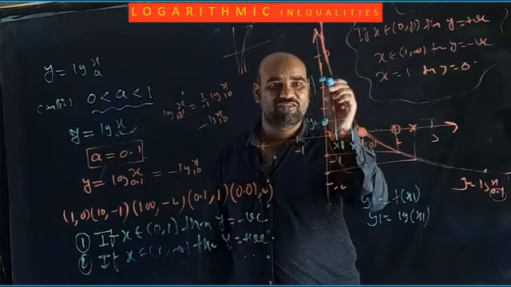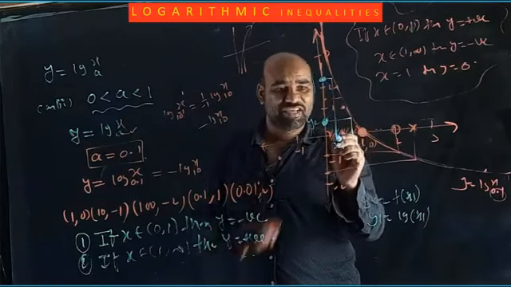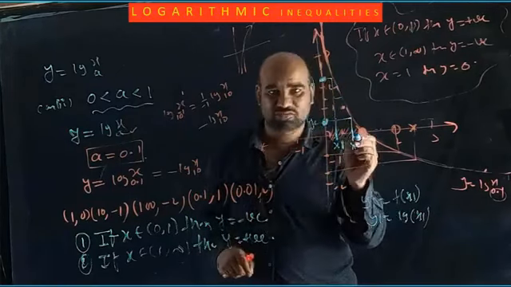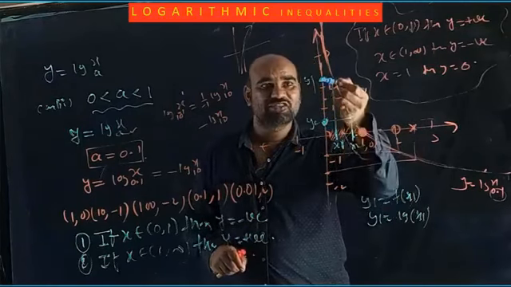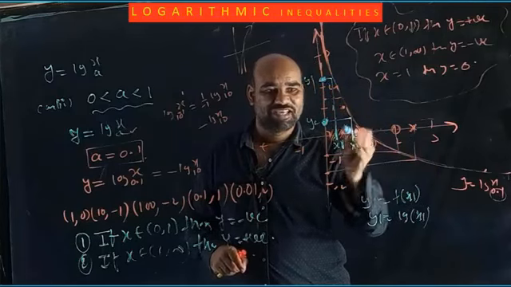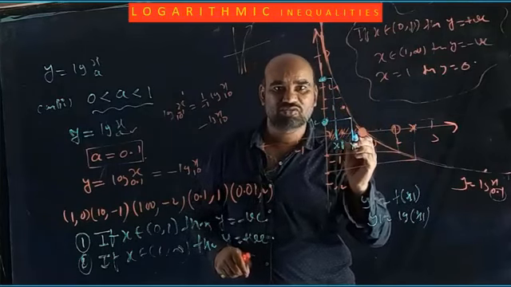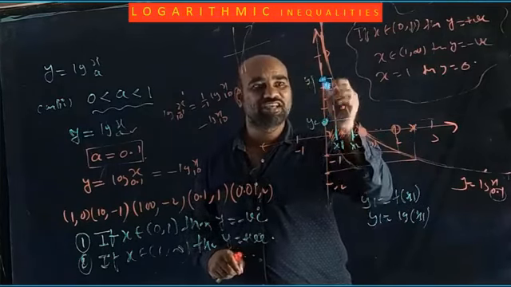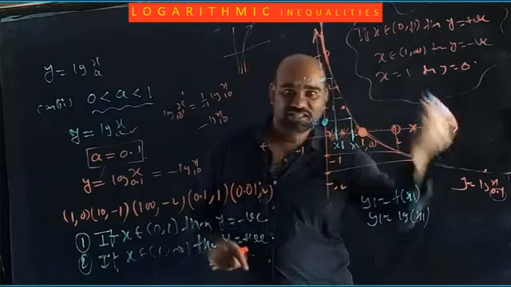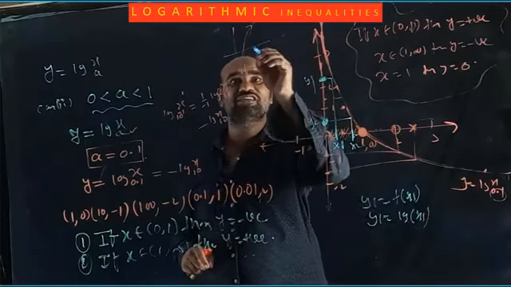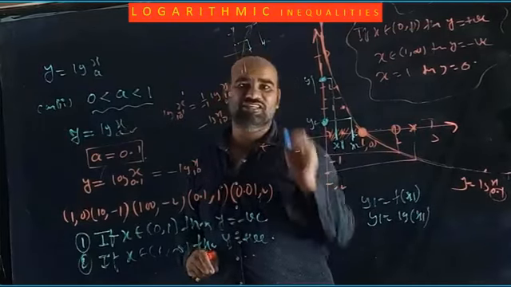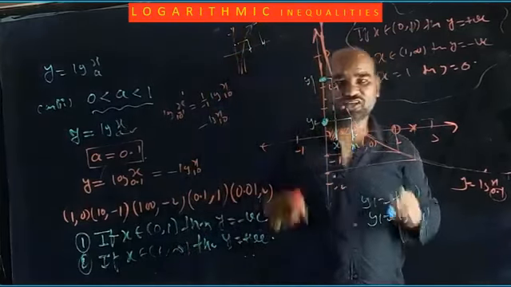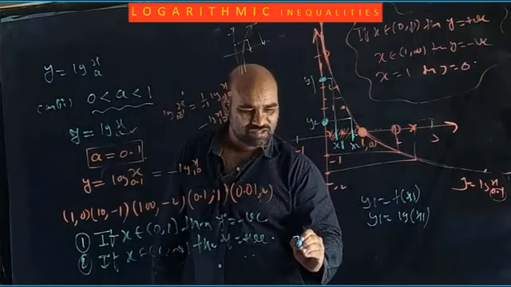X is here, y is here. X changed from x1 to x2, increased. Then what happened to y? Y decreased. Y changed from y1 to y2. X increases from x1 to x2. Automatically what happened to y? It decreased, y1 to y2. Means x is increasing, y is decreasing. In the previous one, x is increasing, y also increasing. That's why we call that an increasing function. So this is a decreasing function.